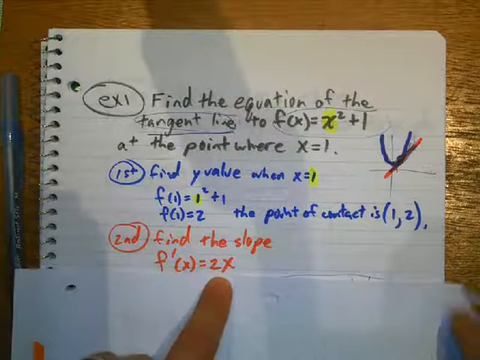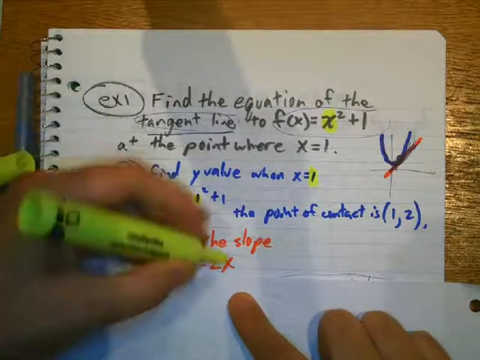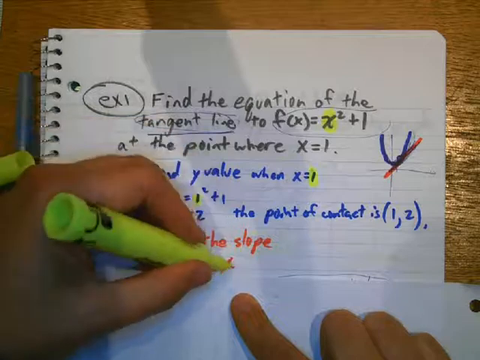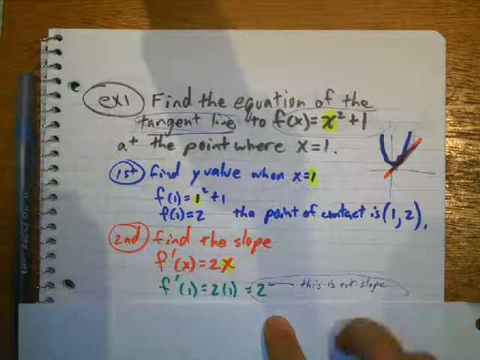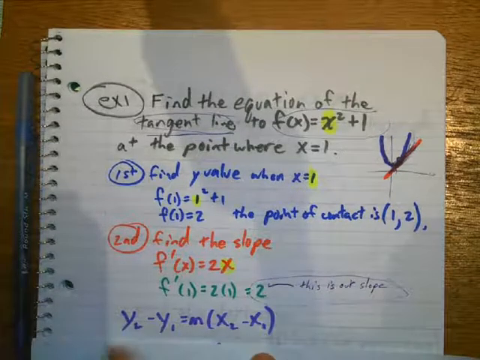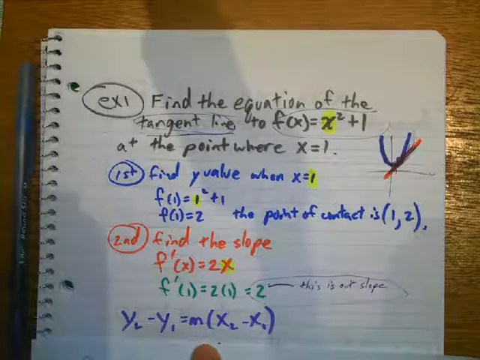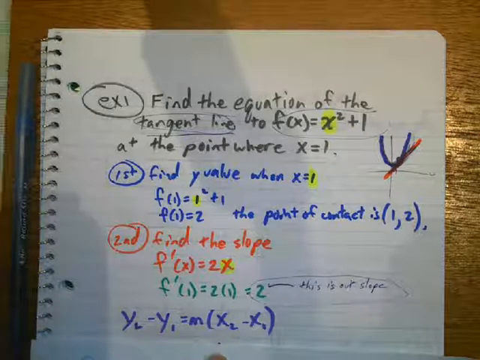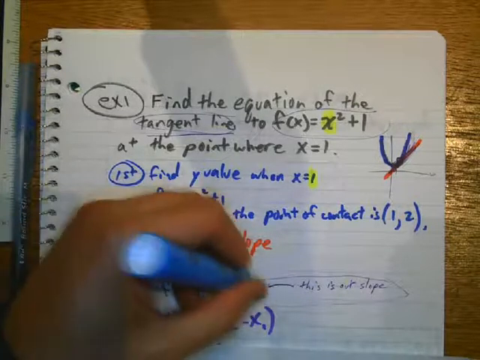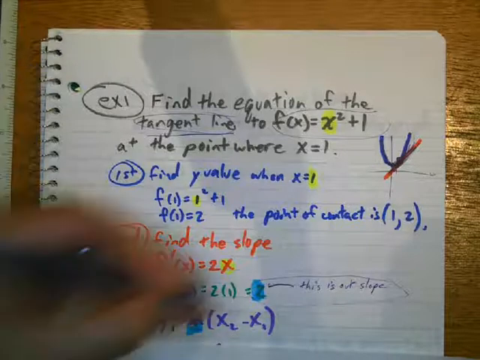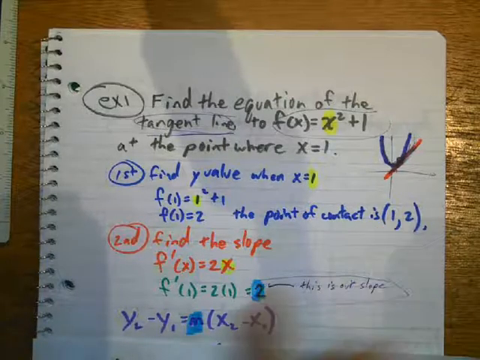Okay, so now I need to plug in 1 in place for x, and if I plug in 1 in place for x, we're going to get the slope is equal to 2. Okay, now using our formula, this equation here, for the equation of a line, I'm going to replace our slope here with 2, and I'm going to replace this x value here with 1, and this y value here with 2.